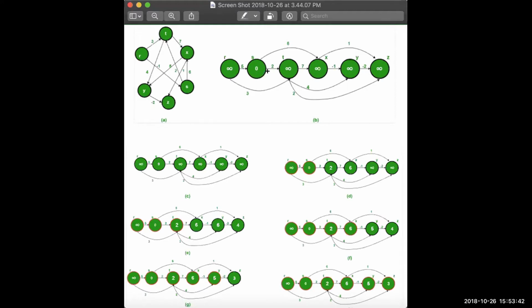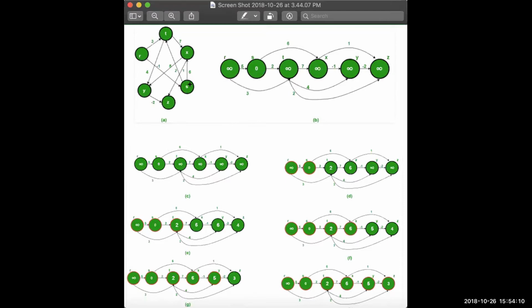So, and we can also see in this that R is unreachable from S. So R at every point is going to remain infinite because R is unreachable. Now once we have this topological order, we're going to start off by processing the vertexes in the topological order. We're going to first look at S and update the distance for all outgoing edges from S.